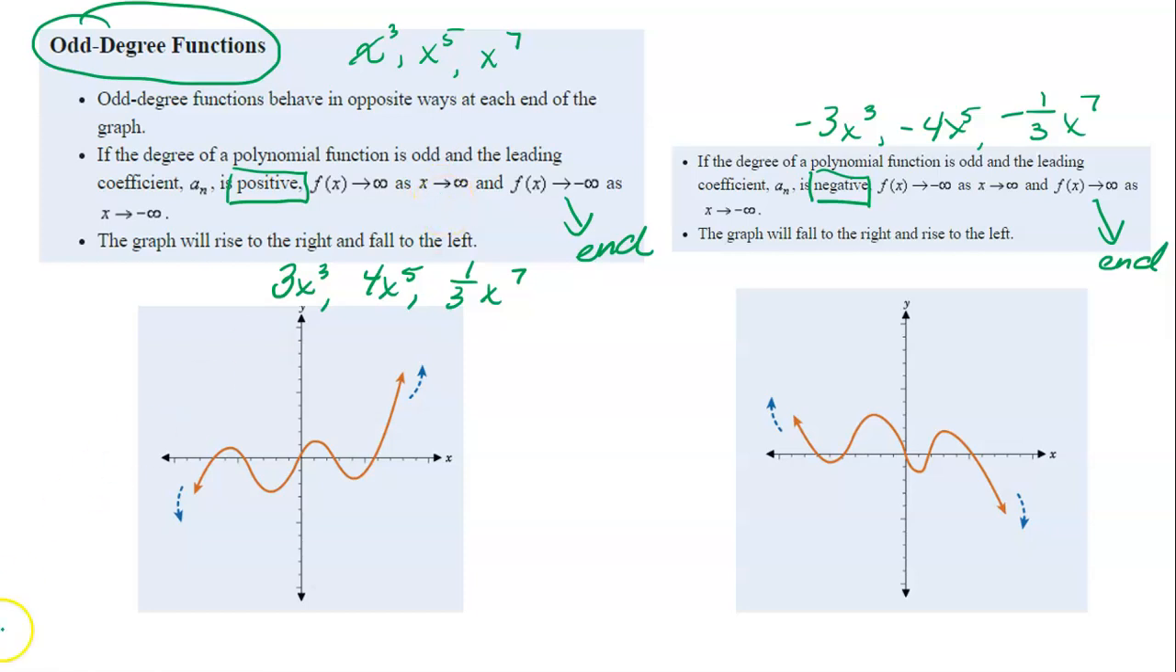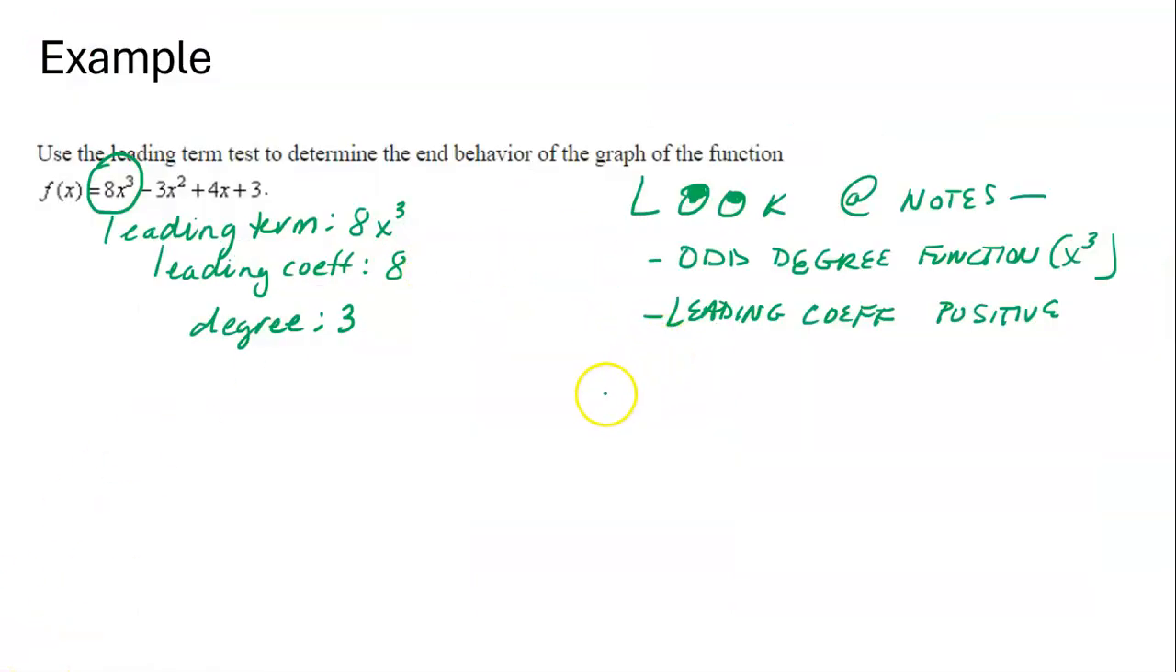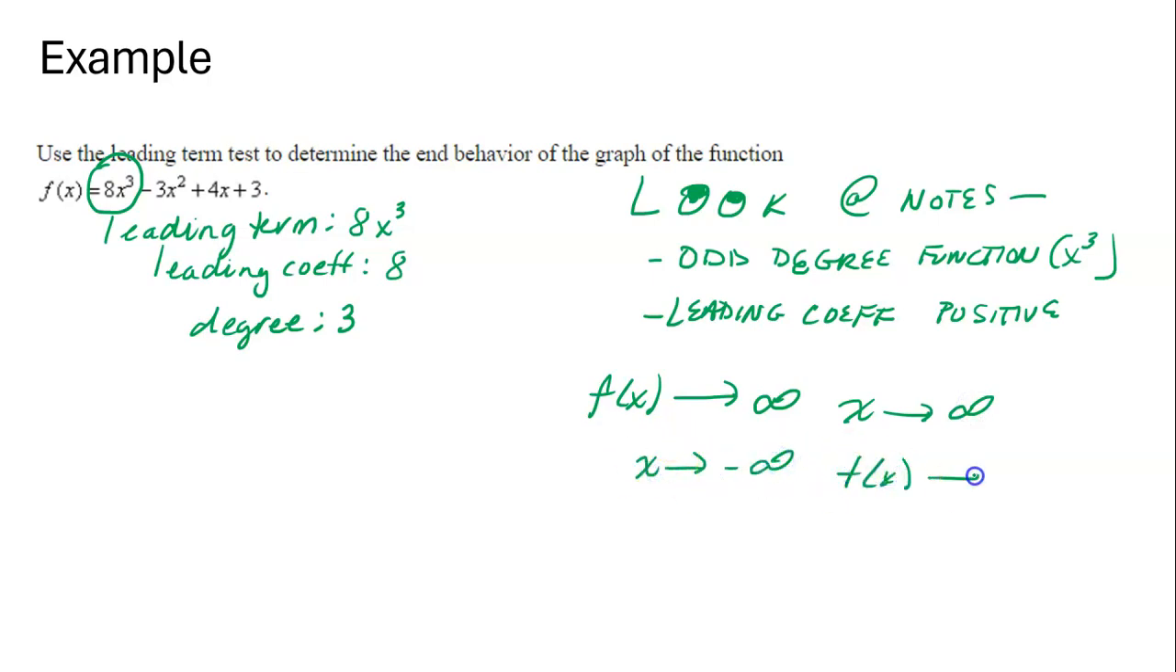Okay, so that's exactly what I'm going to look for or write over here. As x goes to infinity, f of x goes to infinity. As x goes to negative infinity, f of x goes to negative infinity. It rises to the right and falls to the left.